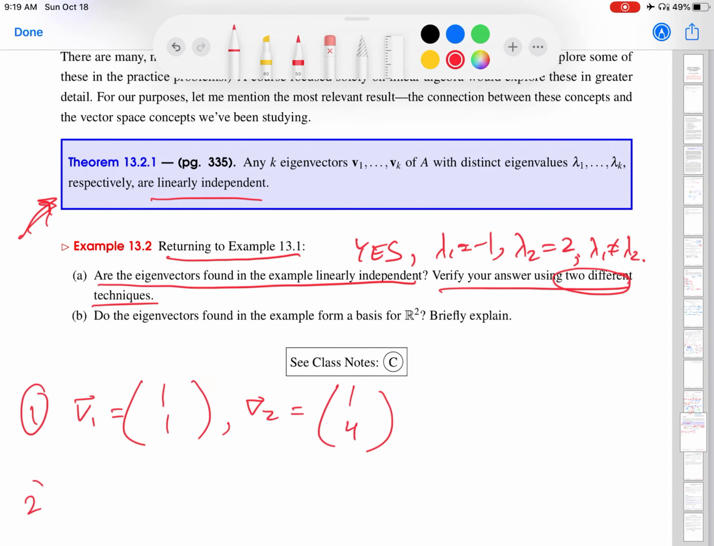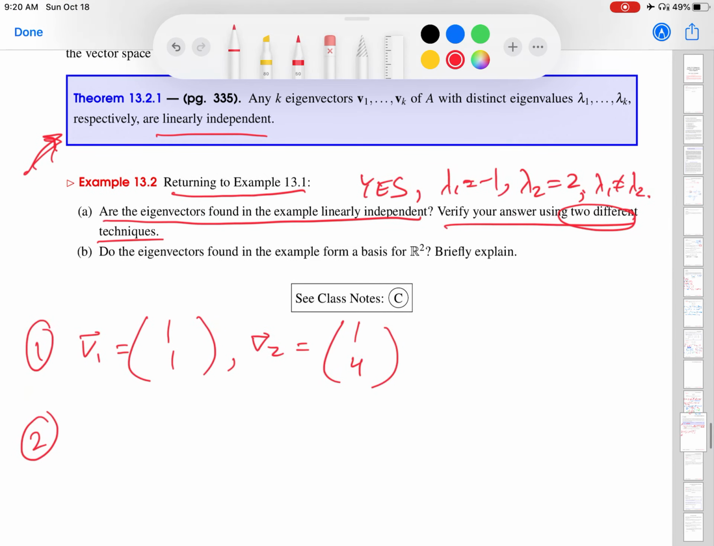Method 2 is, suppose you didn't know that these are eigenvectors. You were walking down the street and somebody stopped you and said, hey, are these 2 vectors linearly independent, right? You would probably think that person is a little weird, doesn't know you, asking you about linearly independent vectors. But you would say, well, I can verify that for you. You've come to the right place.